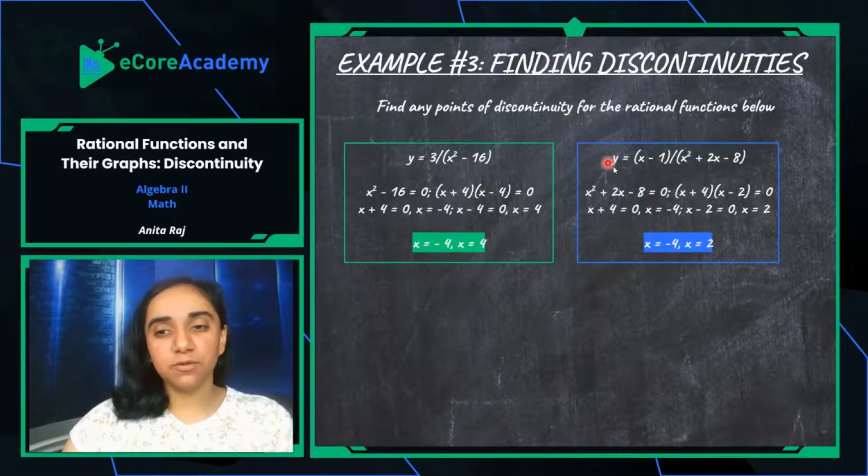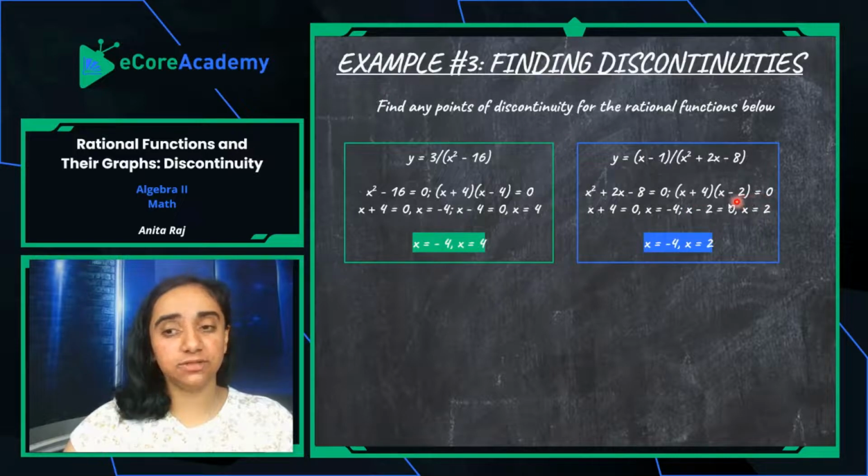Our next example, y is equal to x minus 1 divided by x squared plus 2x minus 8. So let's set the denominator equal to 0. x squared plus 2x minus 8 equals 0. You can factor this quadratic trinomial to x plus 4 times x minus 2 and set that equal to 0. Then you're going to set each of these factors equal to 0.